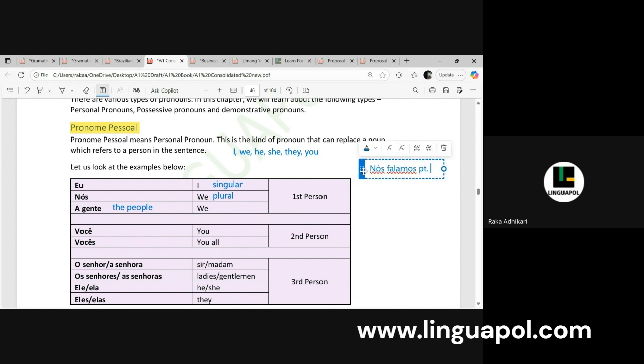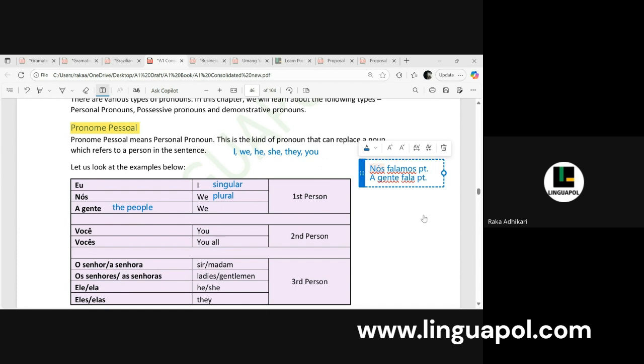That means we speak Portuguese. But I can replace nós with a gente only in Brazilian Portuguese. A gente fala português. This sentence also means we speak Portuguese. Although you can see that the conjugation is different, the word that we're using, a gente, looks very different. It means the people. But it is a slang used in Brazilian Portuguese to mean we.